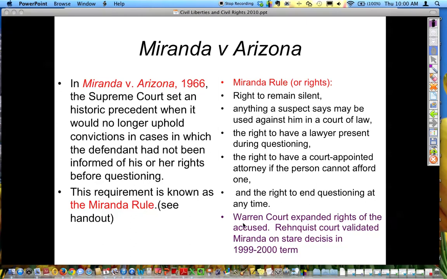And I said this again just a minute ago, but the Supreme Court under Chief Justice Earl Warren really expanded the rights of the accused. The Rehnquist Court validated the Miranda case about 10 years ago or so, and the Miranda ruling came up again, and it was questioned, do we really need to do this? And the court reaffirmed that the Miranda rights should be read.